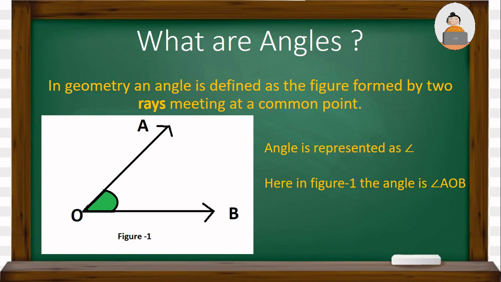Angles are commonly drawn as an arc or a part of a circle. As you can see in the figure, we have two rays named AO and BO, and the common point that we are talking about is denoted as O, or the vertex. The part of the circle that I have highlighted with the green color is the angle. Now, an angle is represented by a symbol which you can see on your screen. The angle will be defined as angle AOB.